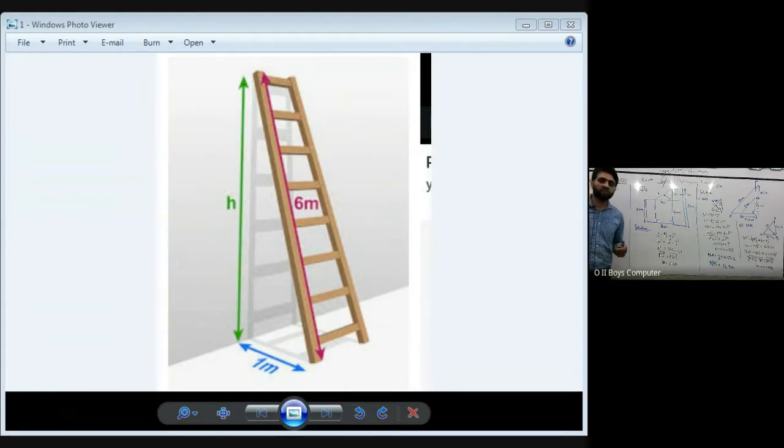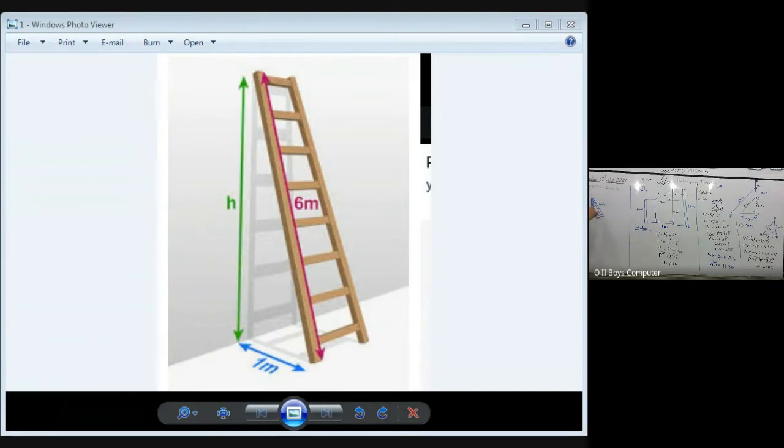The Pythagoras theorem, we know, always applies on a right angle triangle. Why do we apply this theorem on a right angle triangle? The purpose of this theorem is to find out any missing side of a right angle triangle. So in this practical based question, we have 2 sides given. 1 meter is the base, and 6 meters is the hypotenuse, because here we have a 90-degree angle on the vertical wall, and in front of this we have 6 meters, which is the hypotenuse, right?